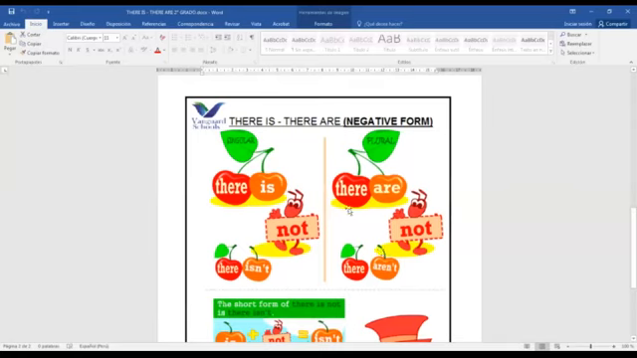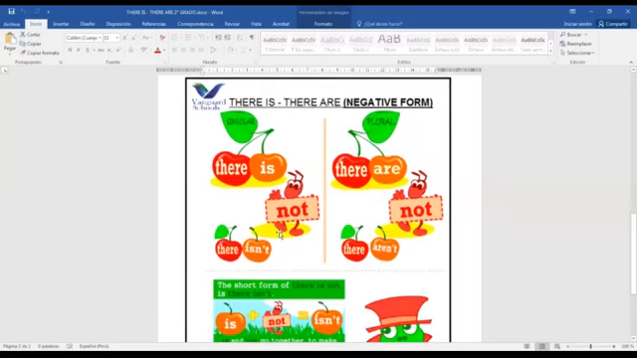Listen to the pronunciation again. There are not, or there aren't. This is for plural nouns, okay? For plural nouns, for example, hace un momento dije esto. There are 2 apples, positive form. In negative form, there aren't 2 apples. There aren't 2 apples, okay?